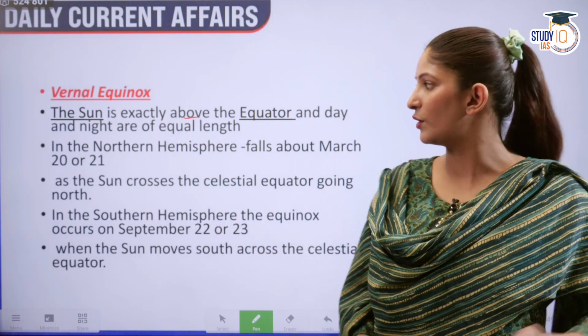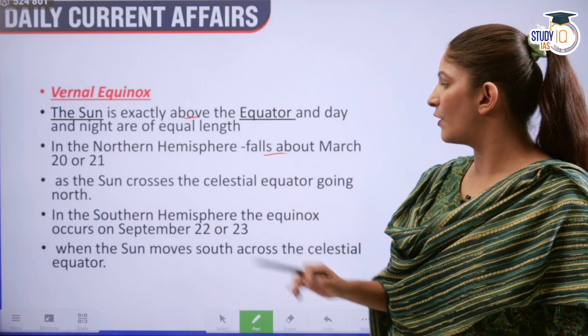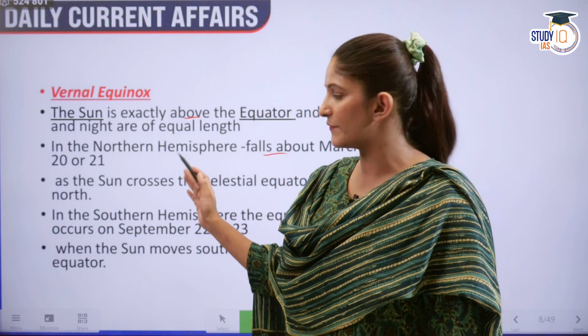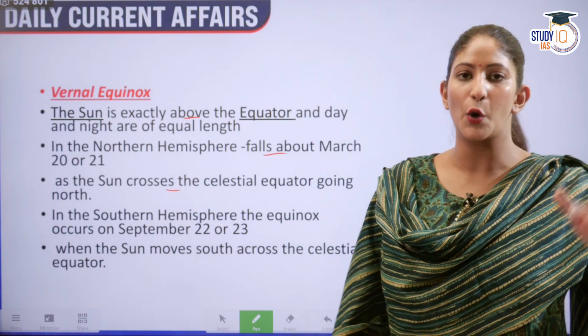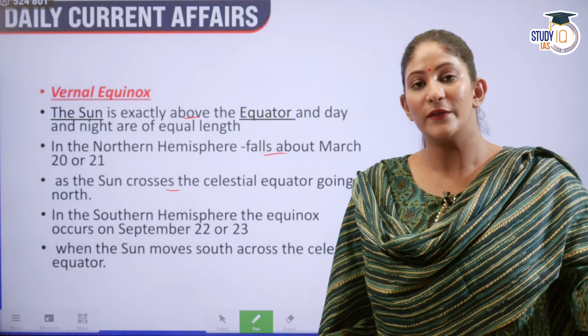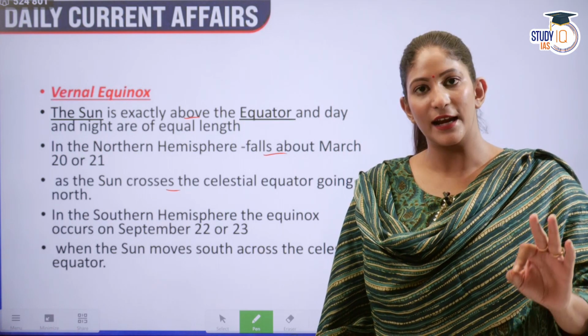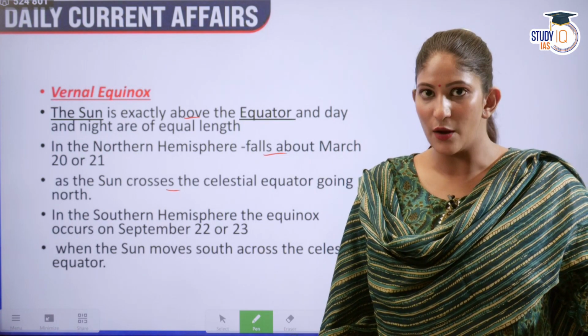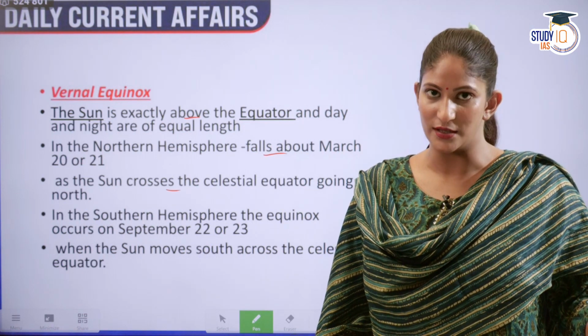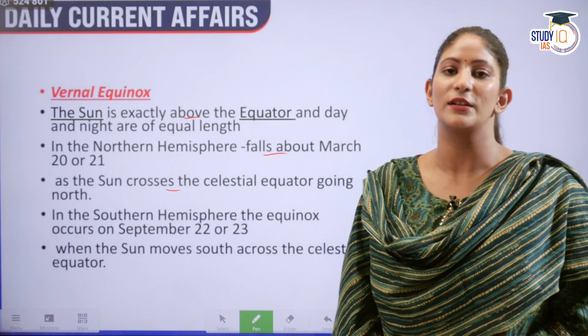So is autumnal equinox. In the northern hemisphere, it falls in the month of March, 20th or 21st. And it is when the sun is crossing the celestial equator while moving towards the north. When we talk about the autumnal equinox, again, the sun is moving towards the south and crossing the celestial equator. So when it shines on the celestial equator, then we have this particular autumnal equinox.